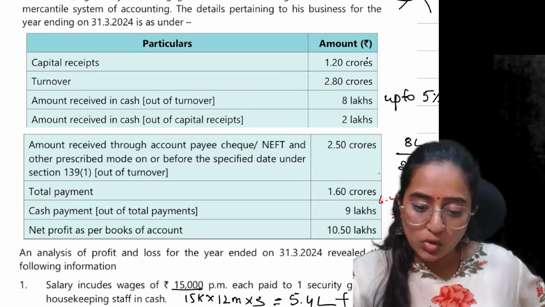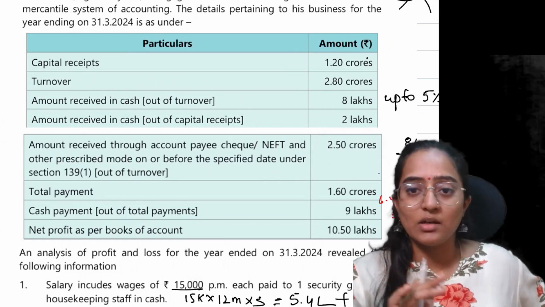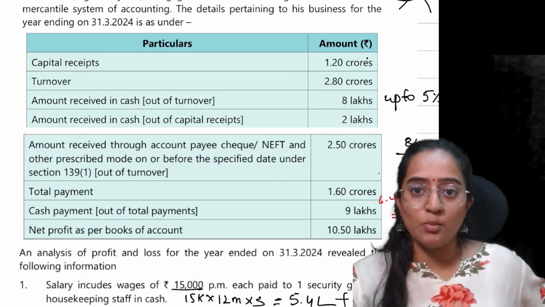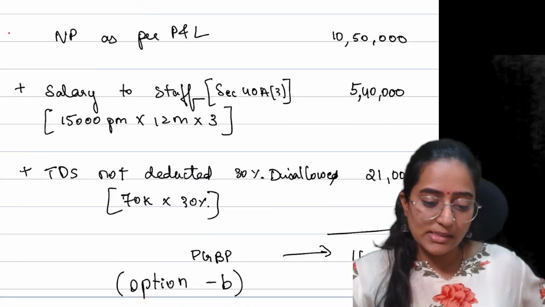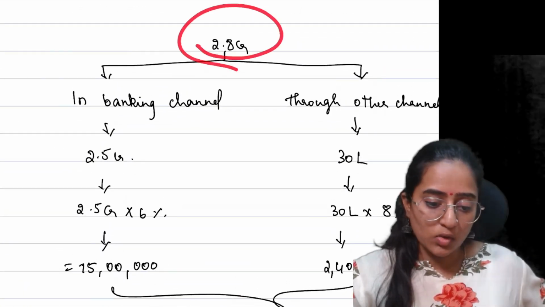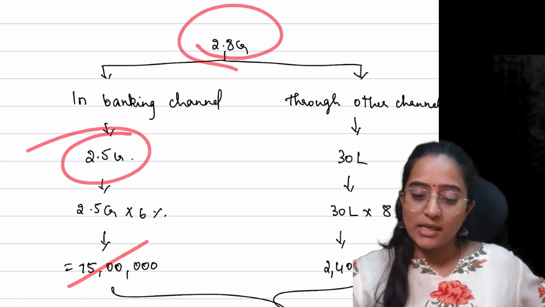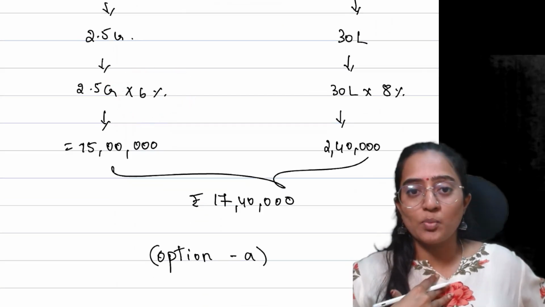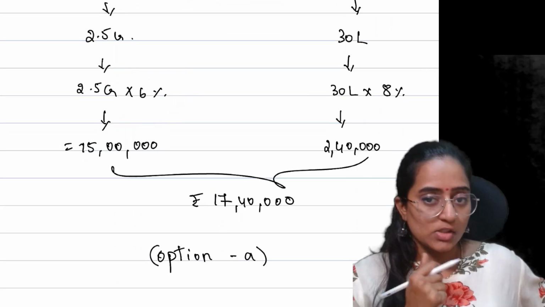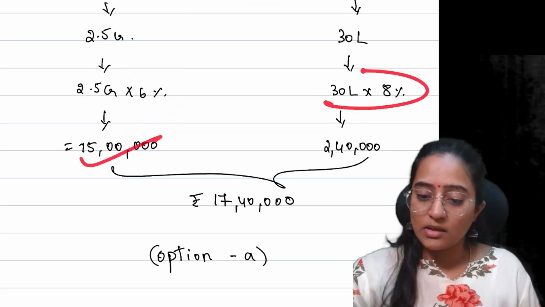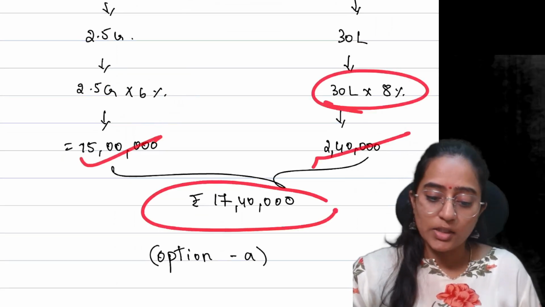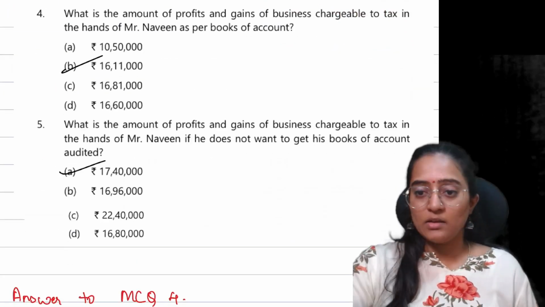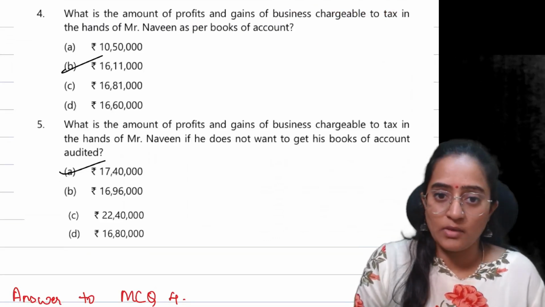Out of this 2.8 crore, 2.5 crore is through banking channels. The remaining 30 lakh is in the mode of cash. So out of 2.8 crore, 2.5 crore is considered in banking channel, and the remaining 30 lakh is considered in other channel. So 6% is the income to be considered as your PGBP income under section 44AD, that is 50 lakh, and 30 lakh multiplied by 8%, 2.4. The total is coming up to 7 lakh 40,000, and the answer is option A. Clear? Great.